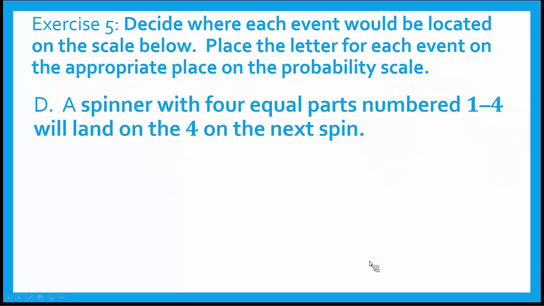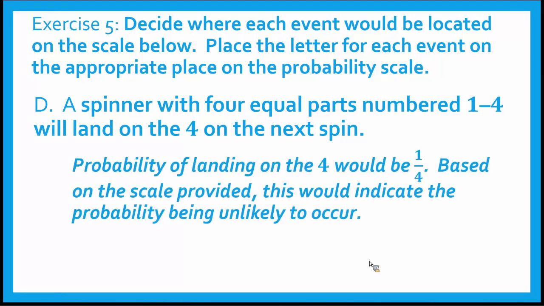Part D. A spinner with 4 equal parts numbered 1 through 4 will land on the 4 on the next spin. The probability of landing on the 4 would be 1/4. Based on the scale provided, this would indicate the probability being unlikely to occur.